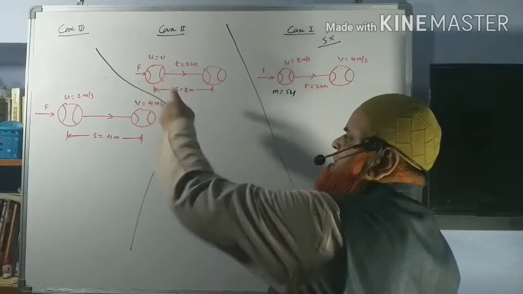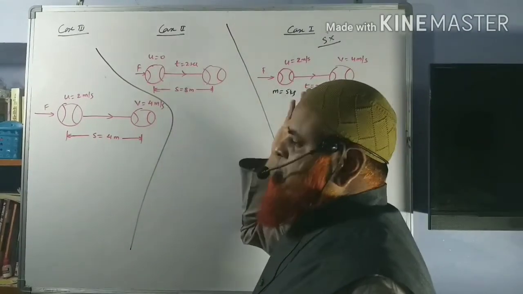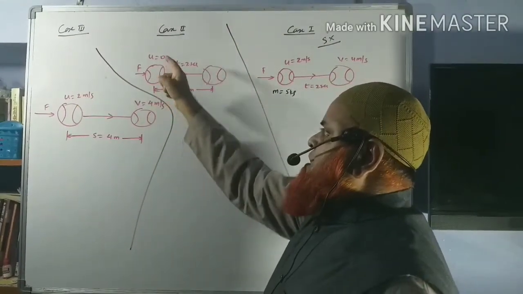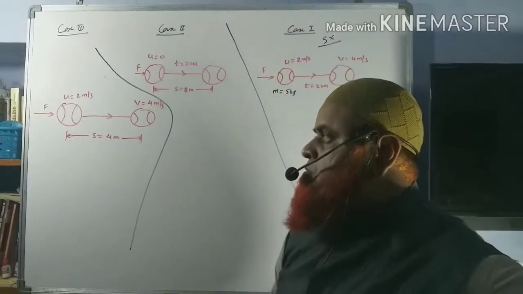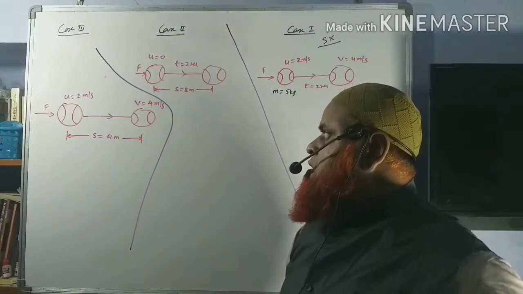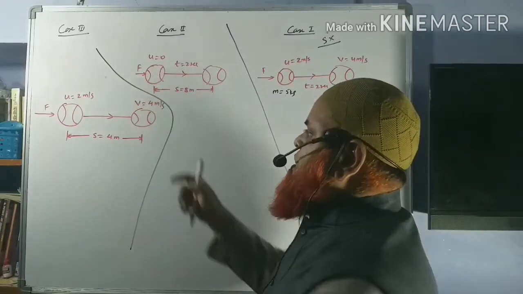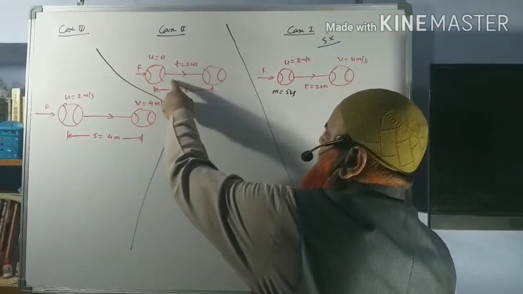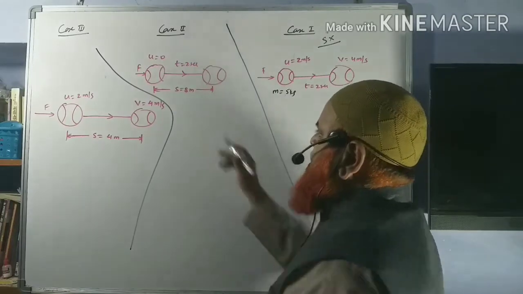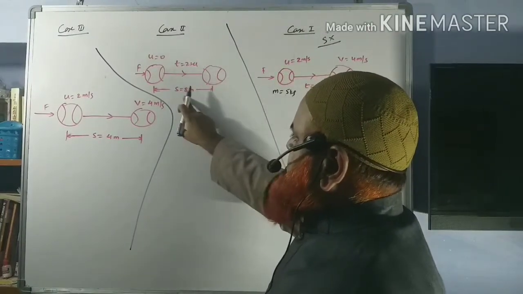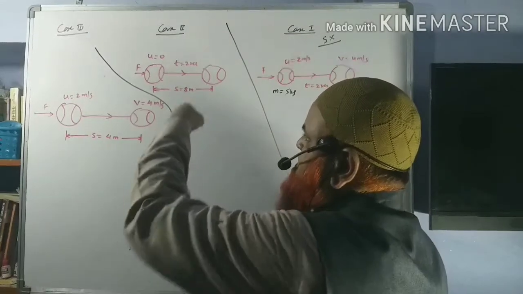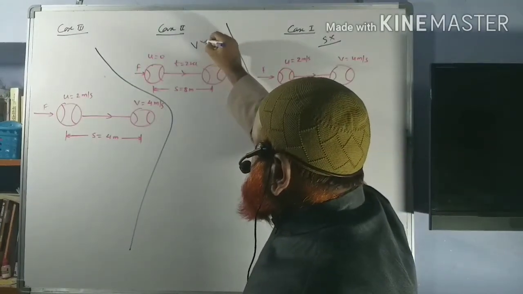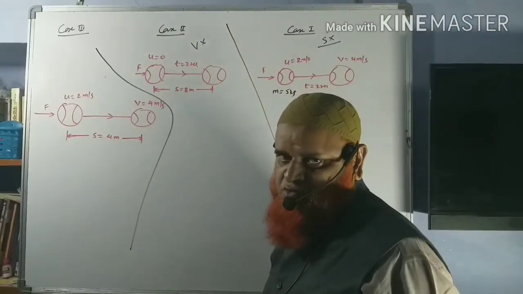If you observe the second case, a person has applied force on a ball, and its initial velocity was 0. Because of the application of the force, the ball has traveled a distance of 8 meters in 2 seconds. This is the second situation. What is not discussed here is the final velocity.